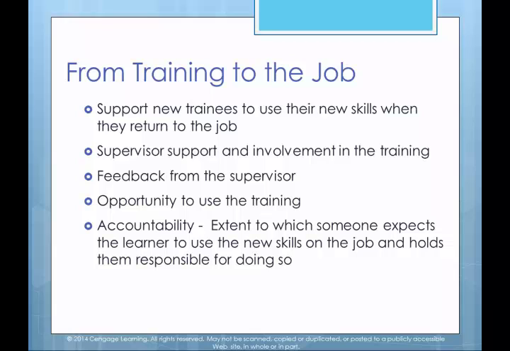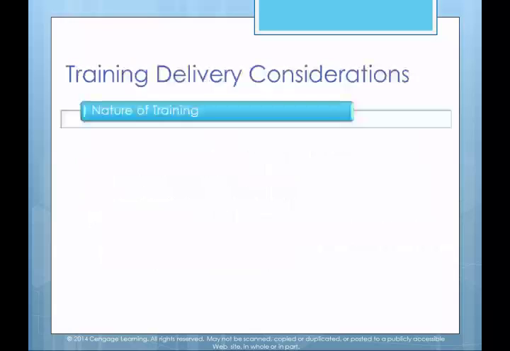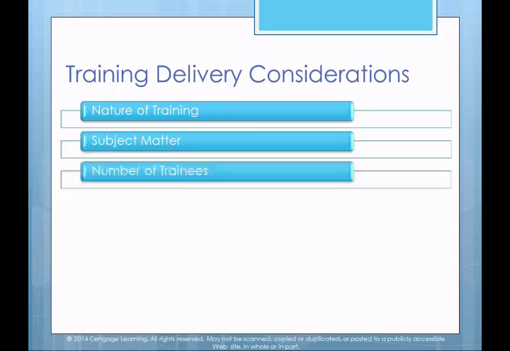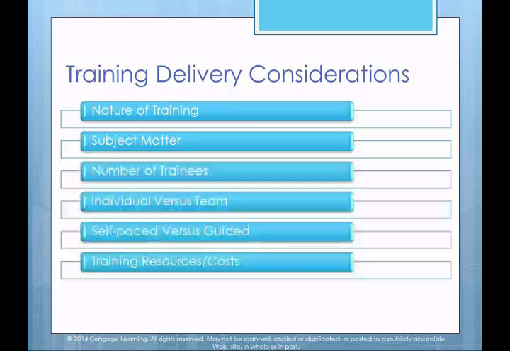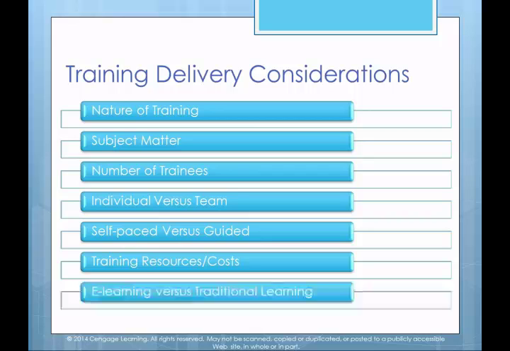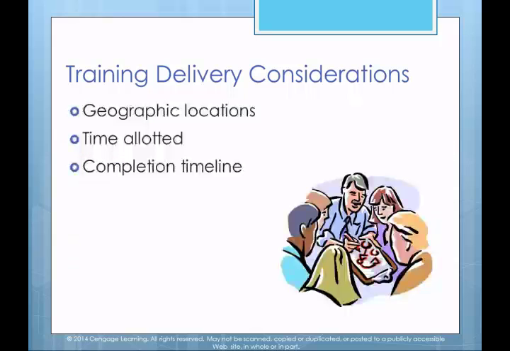So your team members have gone to a training, and if they're not using those skills on the job, you've got to hold them accountable for those new skills. All right, training delivery considerations. These are all considerations you need. Nature of the training, the subject matter, number of trainees, individual versus team, self-paced versus guided, training resources costs, and e-learning versus traditional.